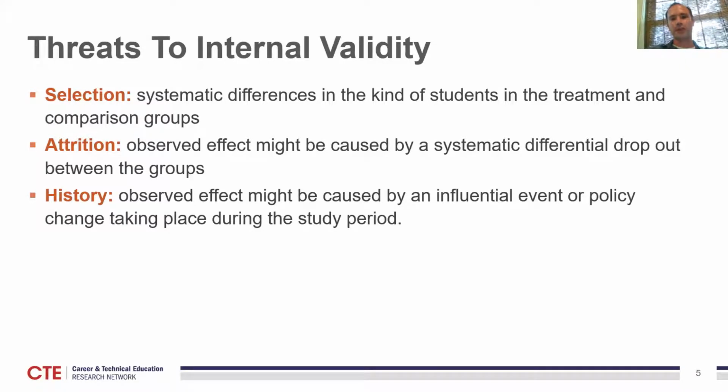There's a number of threats to internal validity that we have to grapple with in all of these causal research methods. So first is selection. This is really fundamental. It's a threat when the observed outcome might be caused by systematic differences in the kinds of students in the treatment and comparison groups.